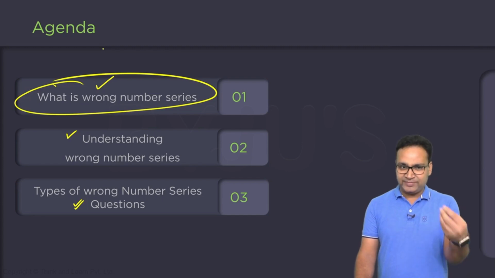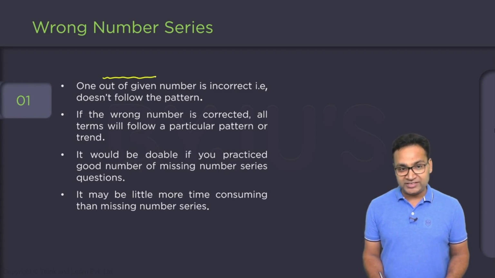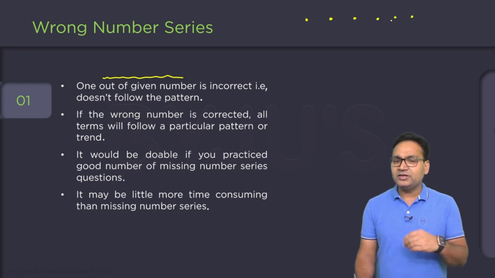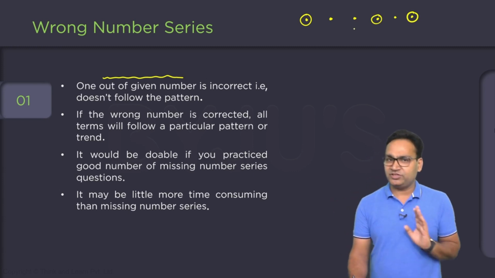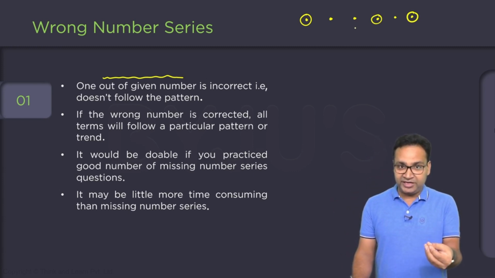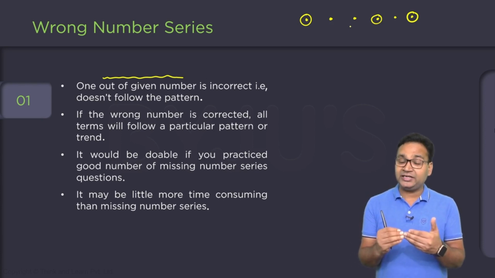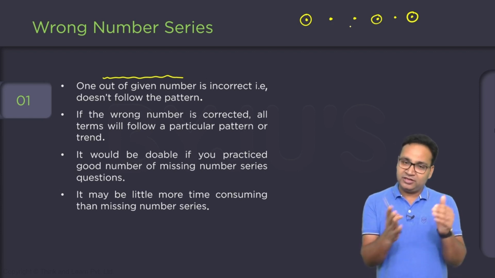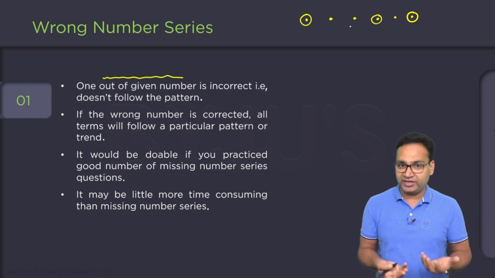So as the name says, wrong number series. So of a given set of numbers, ideally they give you 6 numbers, and out of those one number is wrong. That one number can be the beginning number, it can be the middle number, it can be the last number, it can be any number which is wrong. That's why it is a little tricky, because I don't know which number is wrong. So maybe I started estimating my pattern starting with a wrong number.